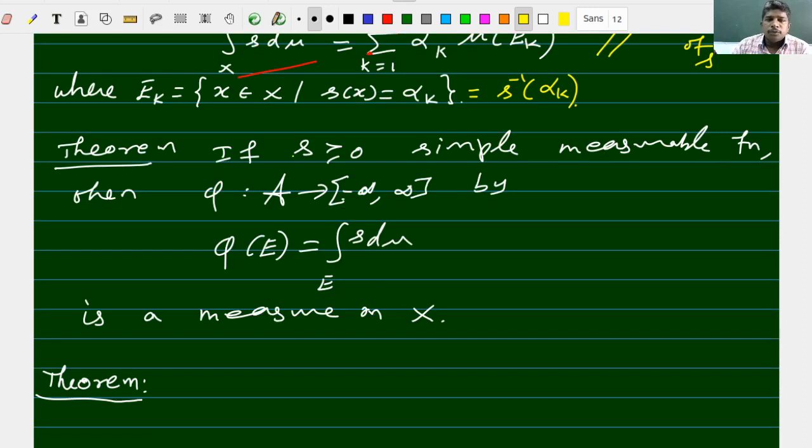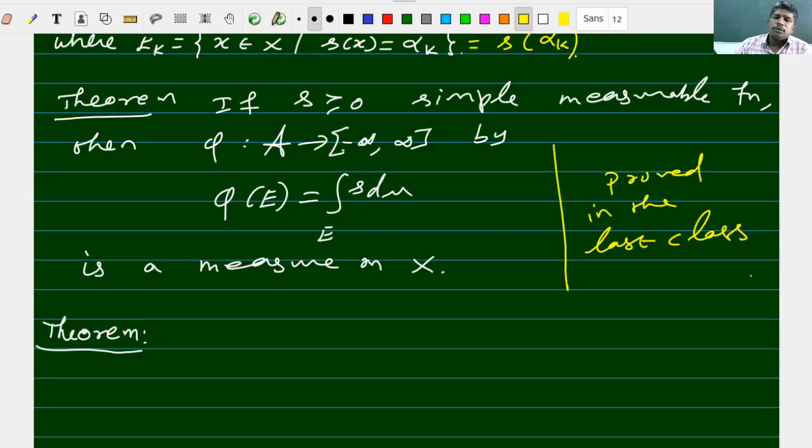We proved the theorem that suppose s is a non-negative simple measurable function and phi is a set function defined on the sigma algebra A into [0, infinity] by phi of E equal to the integral over E of s d mu. Then this phi is a measure on X. This theorem we already proved in the last class.